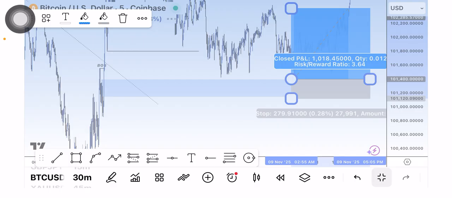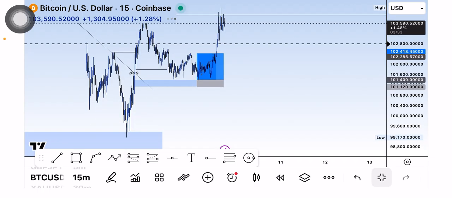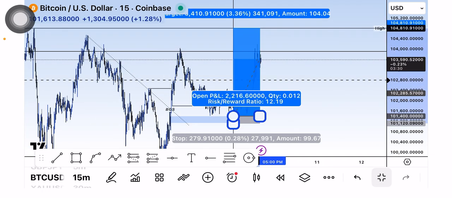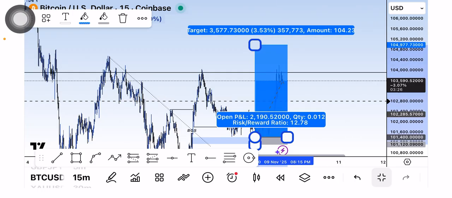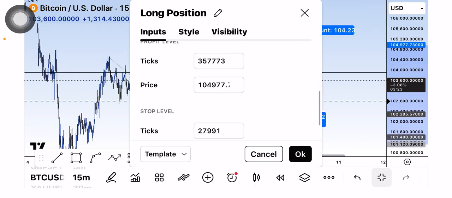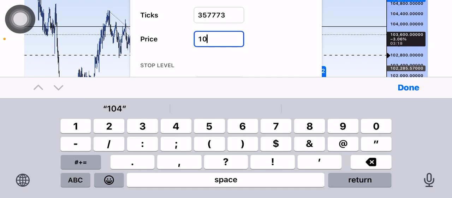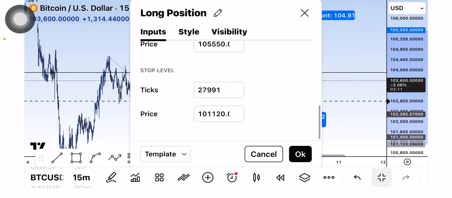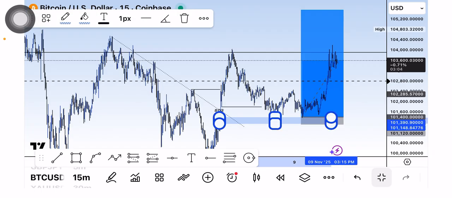Let's go to higher time frame, 15 minutes time frame. Yeah, this is my entry. Then my TP, I target 550. So this is what I use to be my TP, and my SL here. So this is the setup. This is how I got the setup.